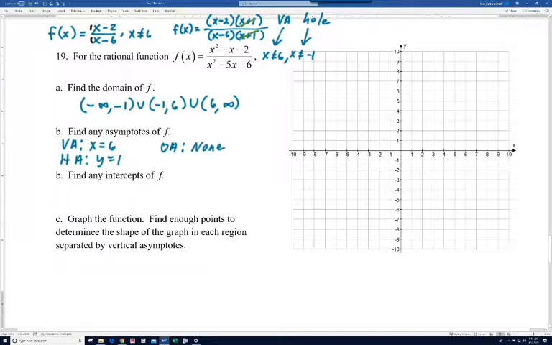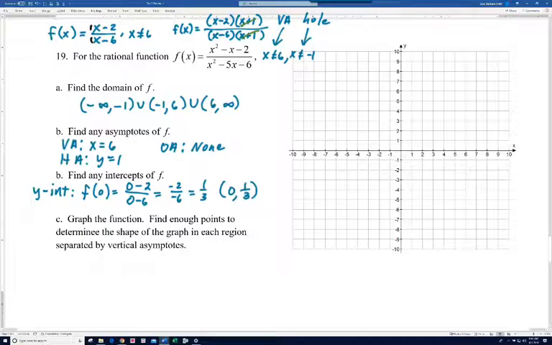Next, we need to find intercepts. So for the y-intercept, we'll find f of 0. So it'll be 0 minus 2 over 0 minus 6, and you're going to end up with 1/3. So 0, 1/3.